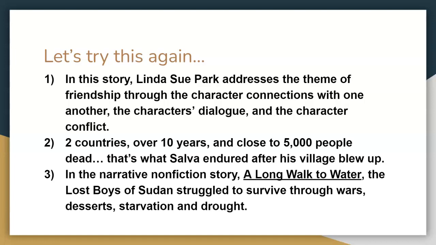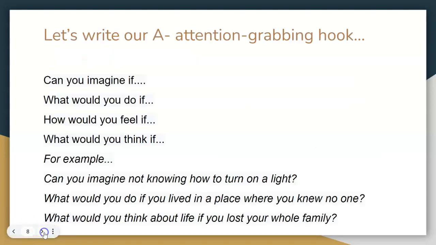If you said 2, 3, 1, you were correct. 2 is an interesting series of statistics. 3 is background knowledge about the overview of the story. And 1 tells us the theme and the supporting details for the theme.